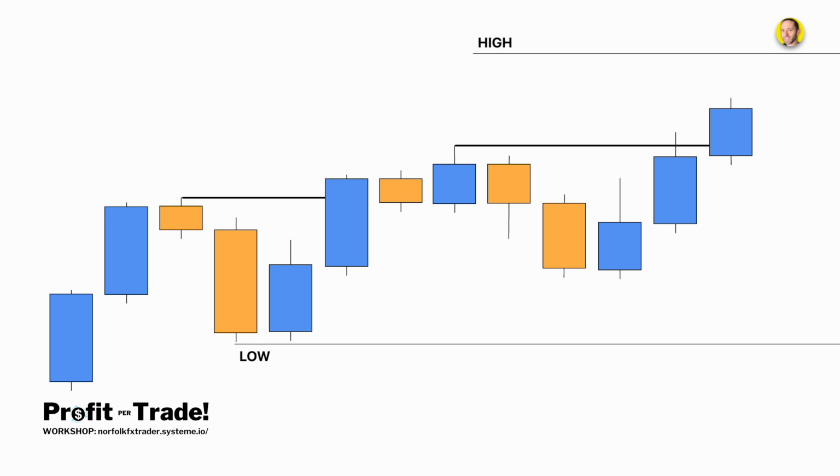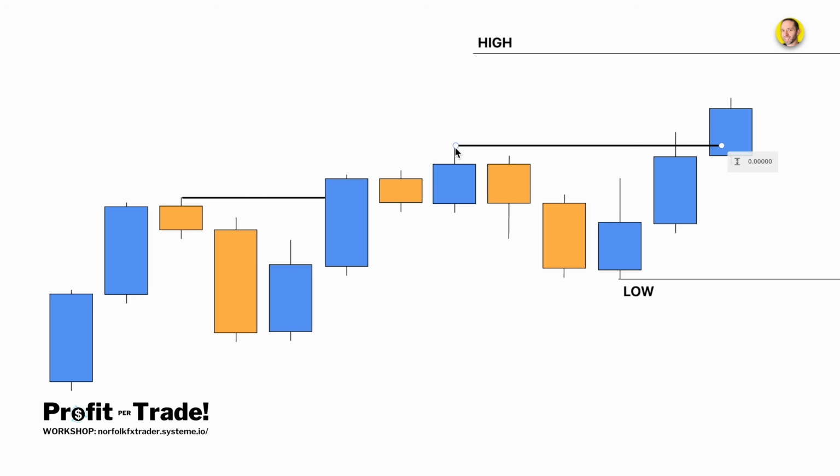And what we can do is look to mark out our valid low, looking back for the first time we see that close down. Now, this is the first time we see a candle closing down. This becomes my valid low. It's the lowest point in the market before we see that break of structure.